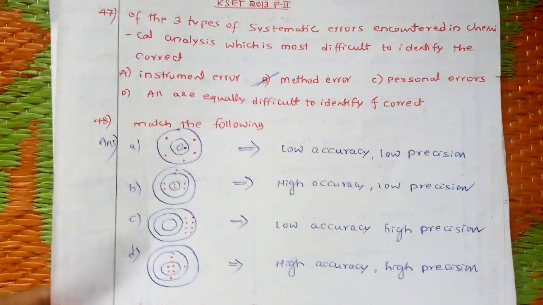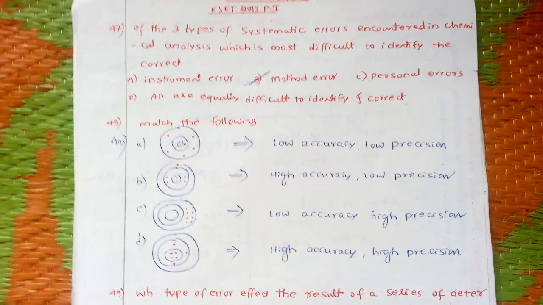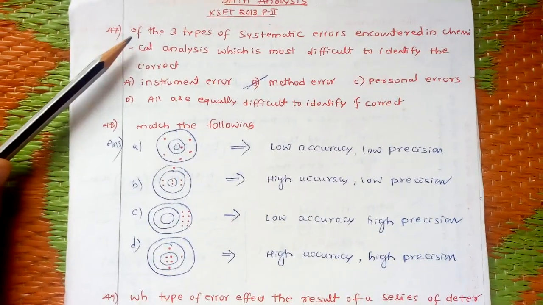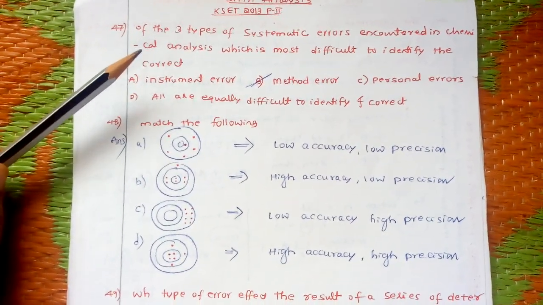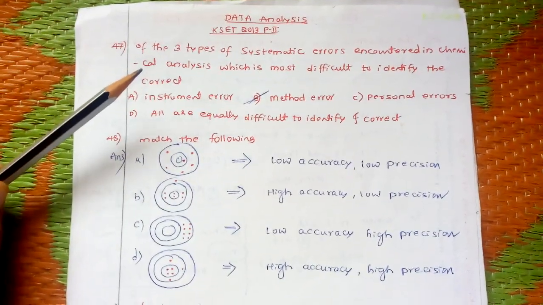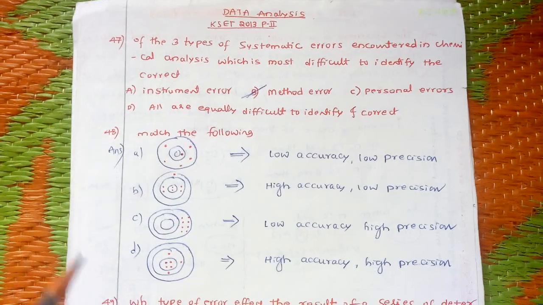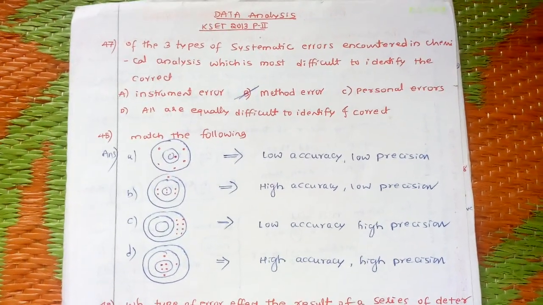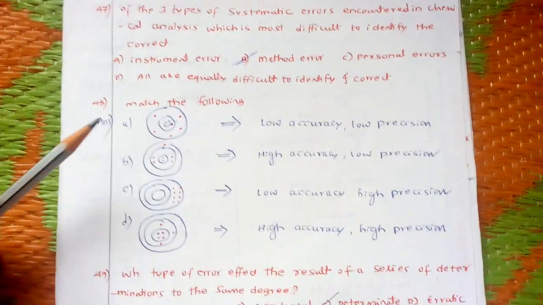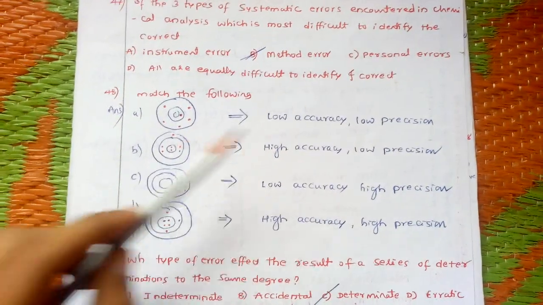This question was already discussed. Of the three types of systematic errors encountered in chemical analysis, which is most difficult to identify and correct? Here method error is difficult to find. For this question, see the answers.